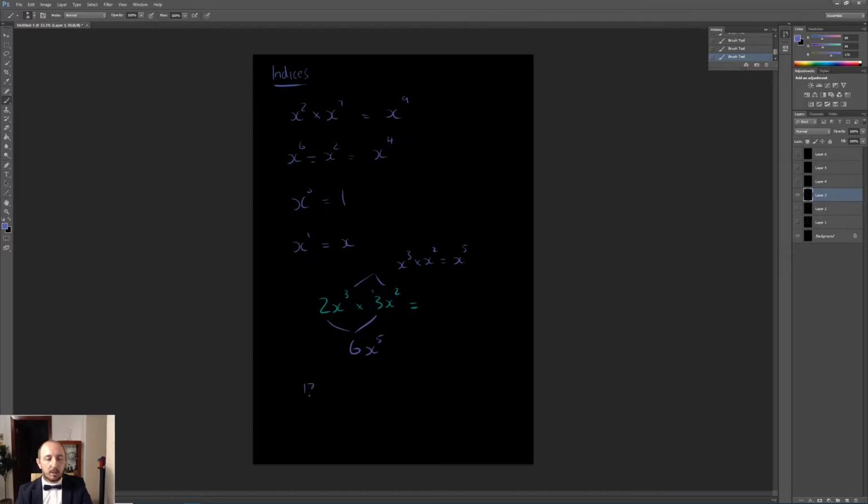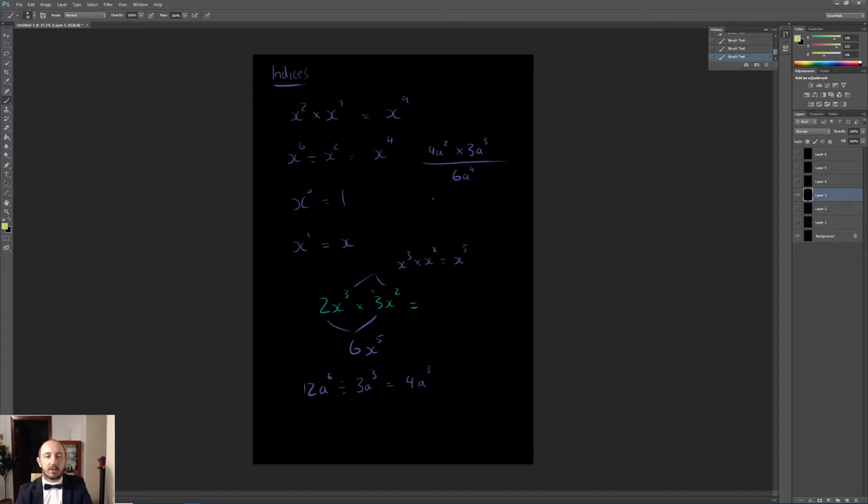Similarly, if we had 12a to the 6 divided by 3a cubed, then we would divide the numbers. 12 divided by 3 is 4, and a to the power of 6 divided by a cubed, we would subtract those powers to get a cubed. There may be more difficult ones where we have a fraction, so let's try 4a squared times 3a cubed divided by 6a to the 4. So again, try to pause this video and see if you can answer this question here.